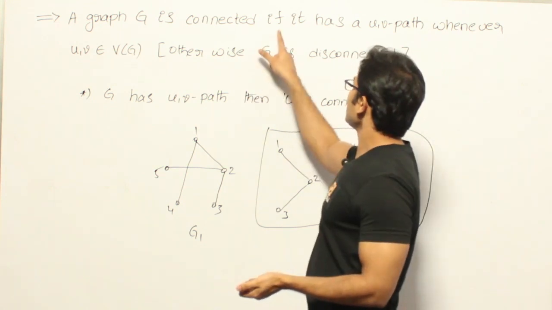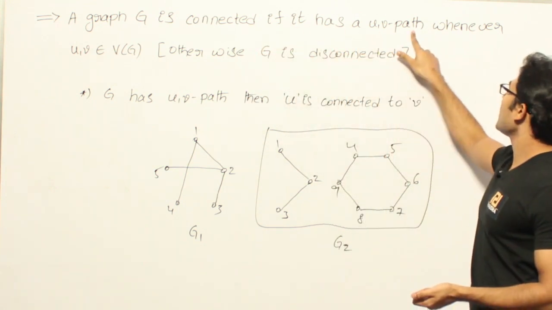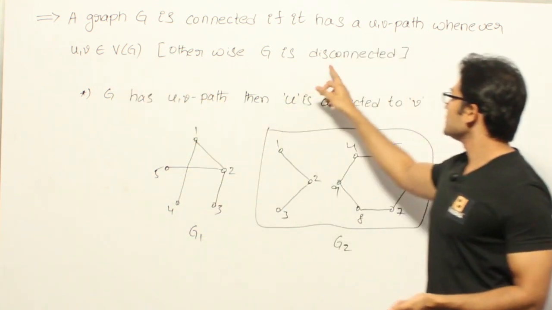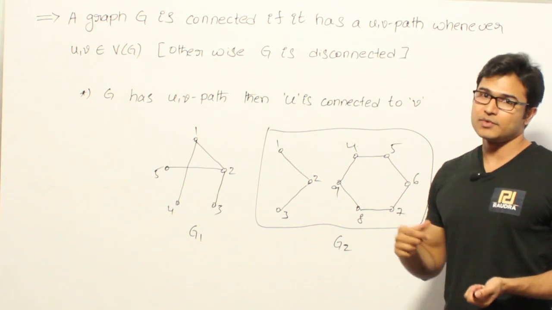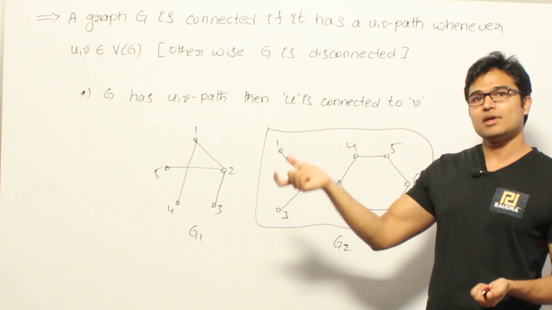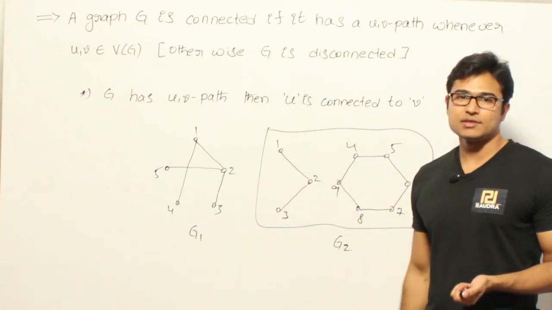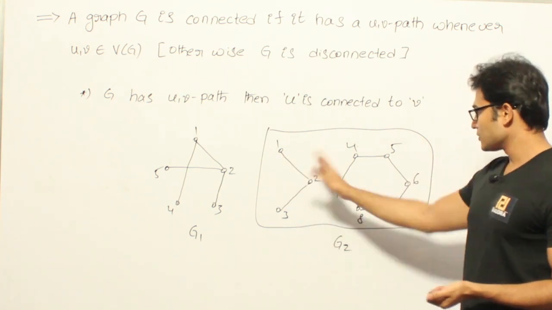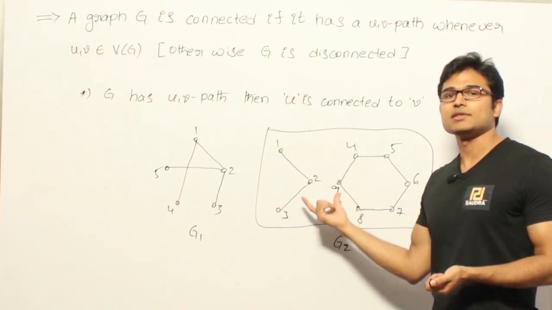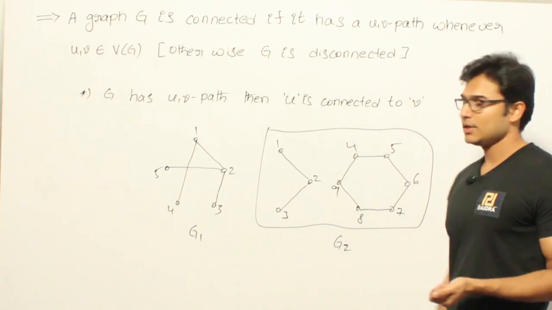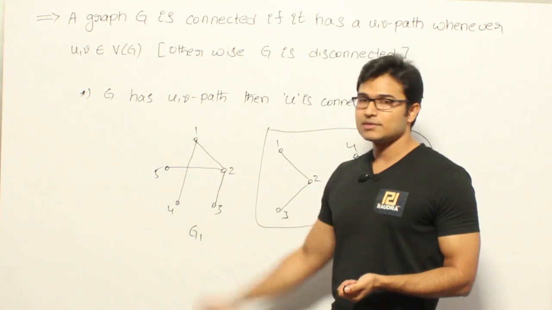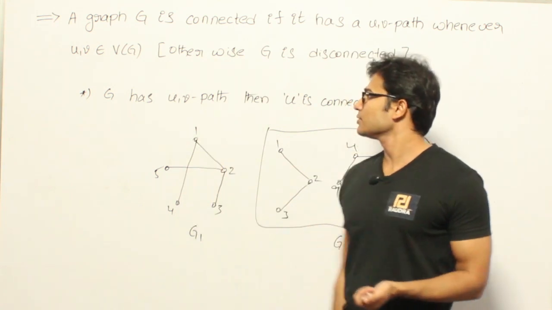So if you want to look at the definition, you can look at it this way. A graph G is connected if it has a UV path whenever u comma v belongs to V of G, otherwise G is disconnected. So what does it mean? Whenever you talk about connectedness, for every pair of vertices you need to check whether there is a path existing or not, right? In this case it is very clear. If you take the pair 1 comma 4, the path does not exist, so you can say that the graph is not connected. In this other case you can take any pair of vertices and you can see that there is a path existing between those two. That is why it is connected, right?